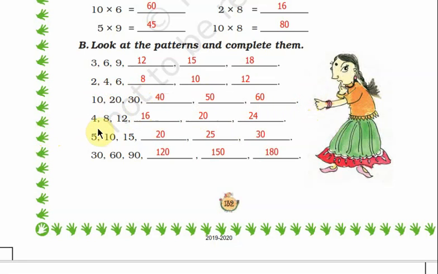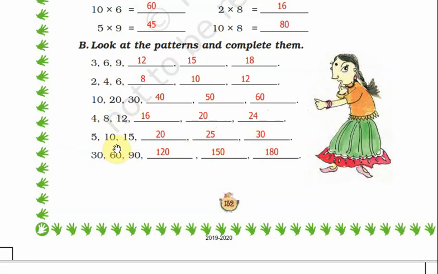Next one, 4 8 12. Which table is this? This is the table of 4. So 4 1s are 4, 4 2s are 8, 4 3s are 12. Next one will be 4 4s are 16, 4 5s are 20 and 4 6s are 24.